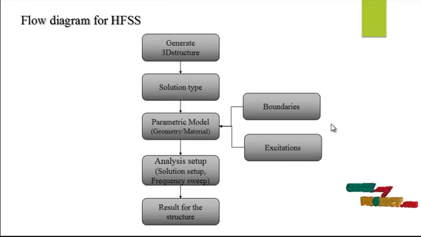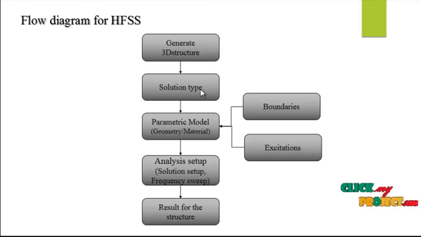Let us discuss the flow diagram of the process. This is HFSS. The general process of HFSS: generate a 3D structure along the X, Y, Z axes, and then choose the solution type. There are 2 solution types, one is driven terminal and the other is driven modal. Here we use driven terminal.